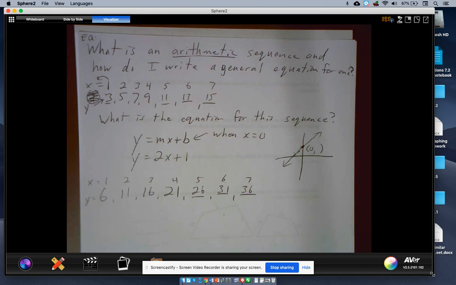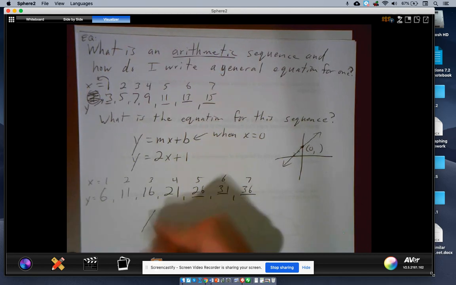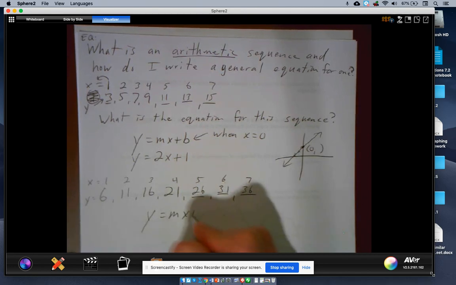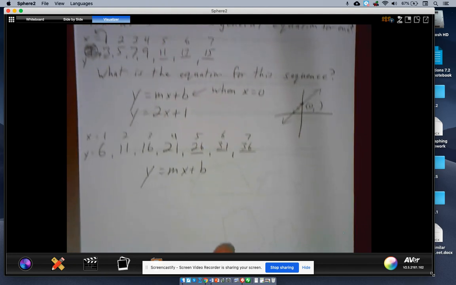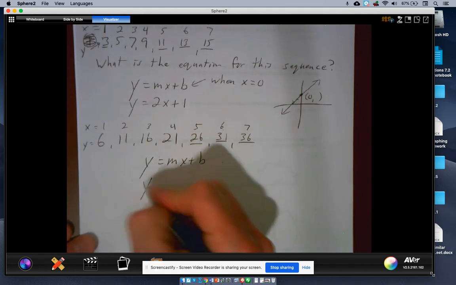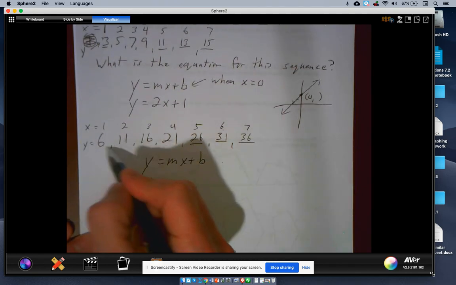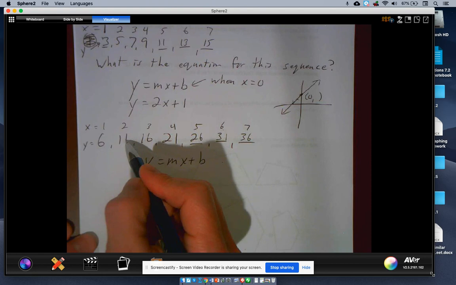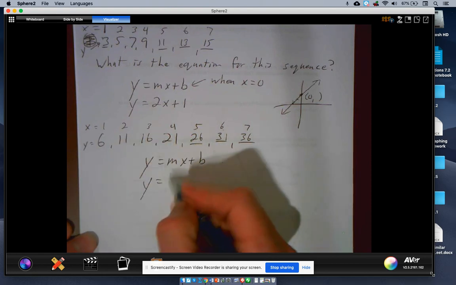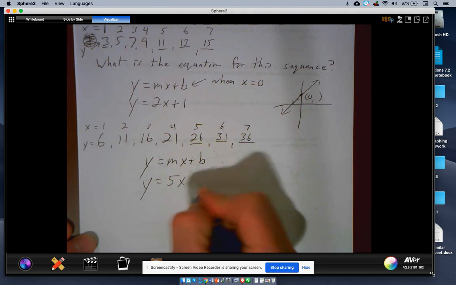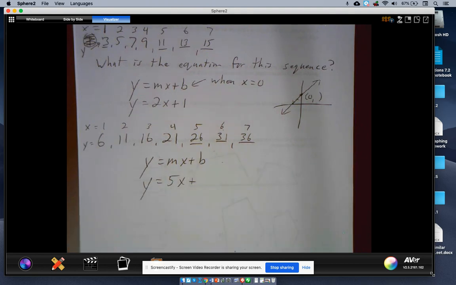So you just count up and you write y equals mx plus b. It's the old slope equation. That's how these equations work for rate of change. It's slope. So we're going to go y equals, how much am I changing by going from 6 to 11? 5. How much change by 11 to 16? 5. It's perfect. So y equals 5x plus b, where b is the y-intercept.